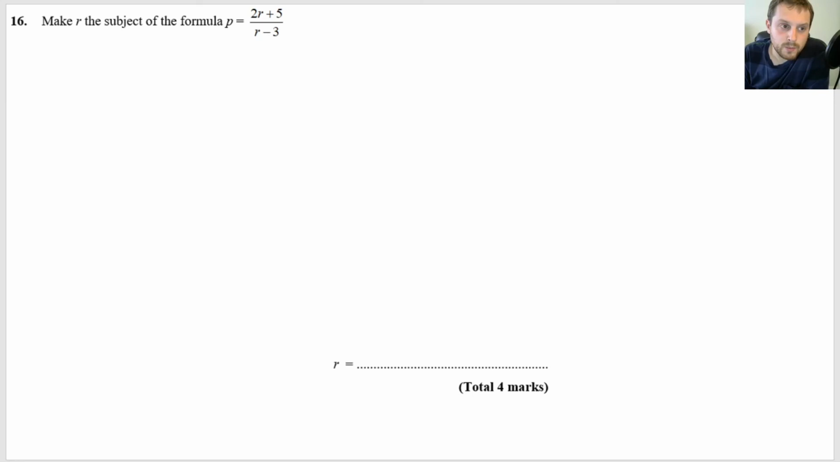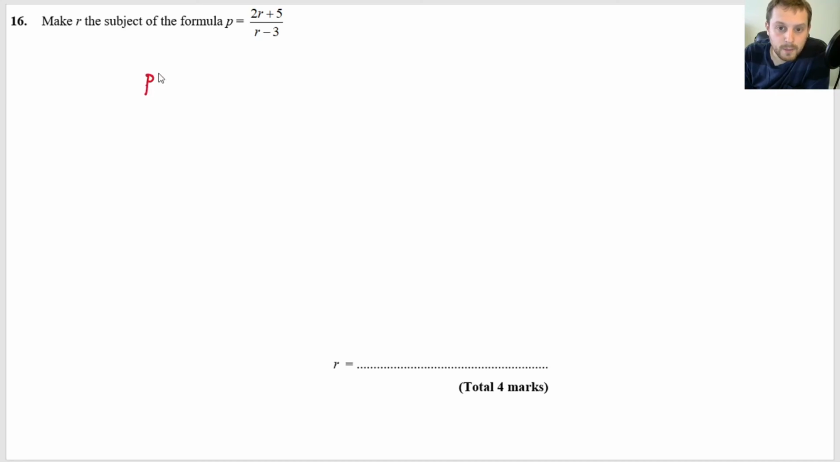So the reason it's so horrible is because you want r by itself, but r is in two different places, on the top of a fraction and on the bottom of the fraction. So it's not very clear how you're going to get r by itself. So this is kind of the method and also the mentality that you want to have. So we've got this division here, and we don't like division. So we're going to times both sides by r minus 3. We're going to get rid of this r minus 3 on the bottom.